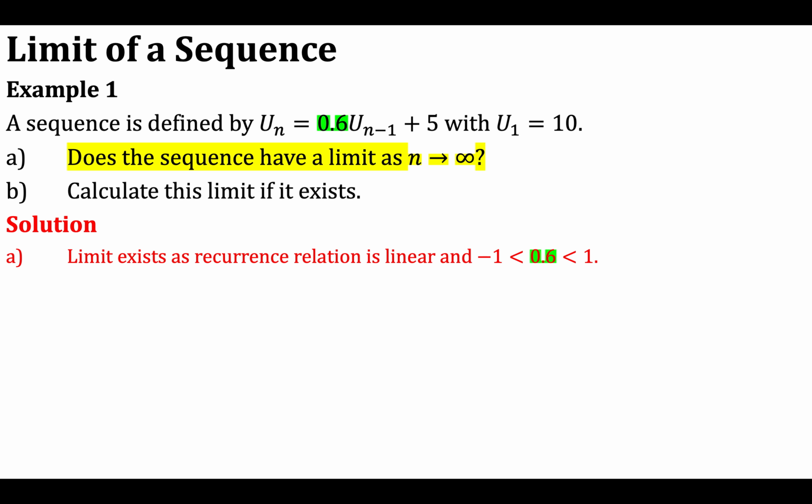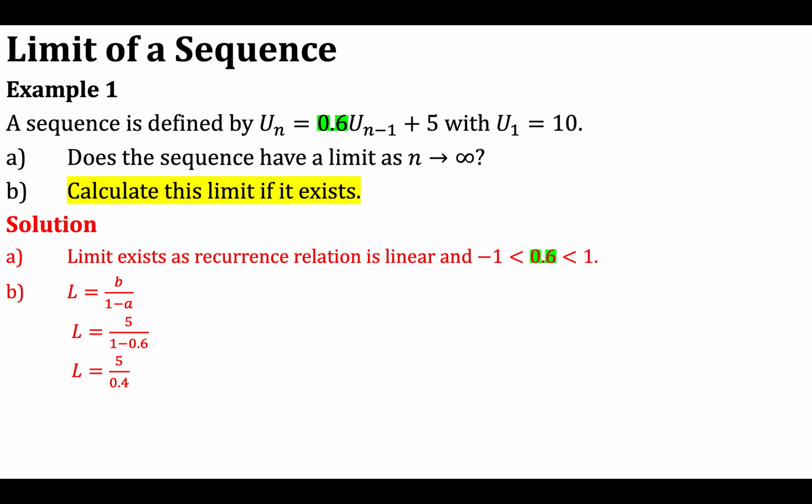Now, part B. So calculate this limit if it exists. So we've already said that yes, the limit does exist. So we want to be able to calculate this limit. So we've got our formula, limit equals B over 1 minus A. So that is the same as 5 over 1 minus 0.6, which is the same as 5 over 0.4.